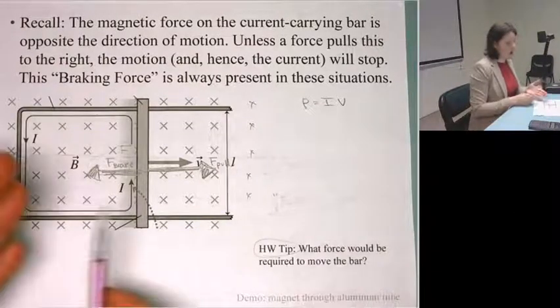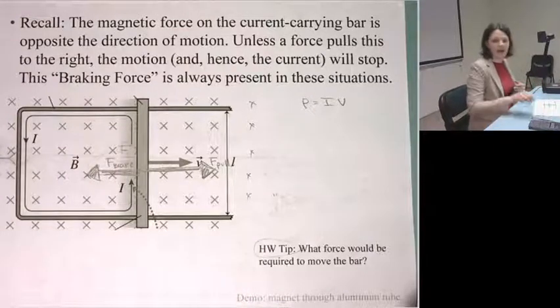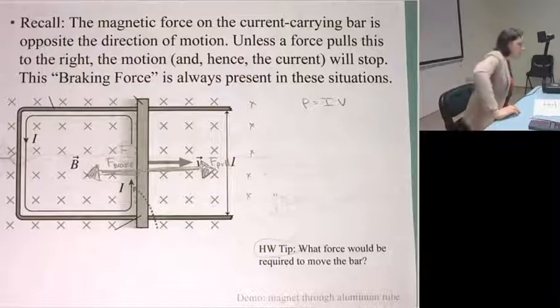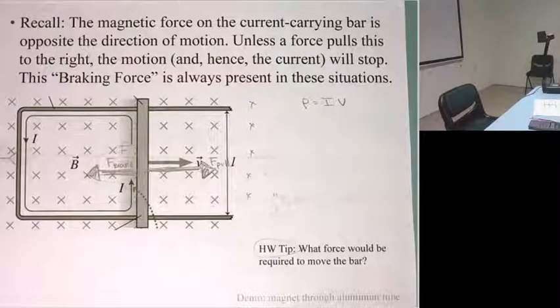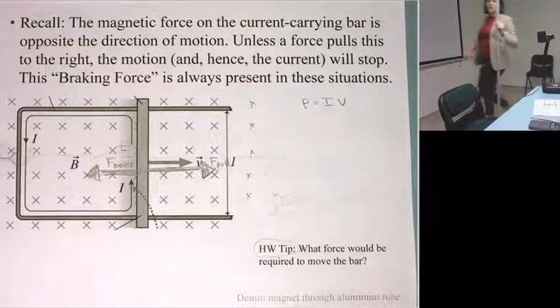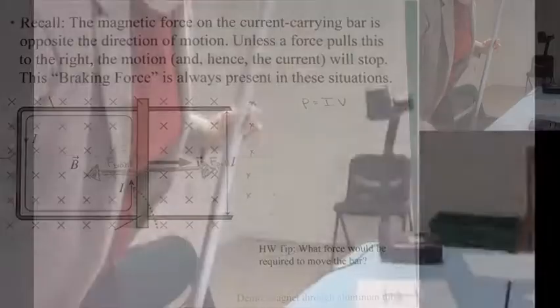So braking forces like this always exist in induction. And I have a demo that I wanted to show you about this. Let me go grab it. Okay, so I have a magnet here, and this magnet doesn't stick to this aluminum piece of pipe, right? So aluminum is not a ferromagnetic material, so we don't have to worry about there being any sticking force from this going on it.